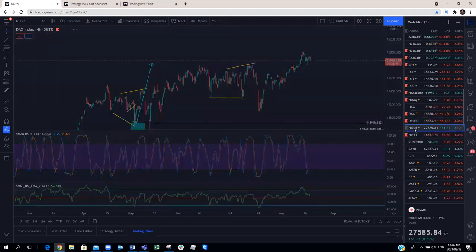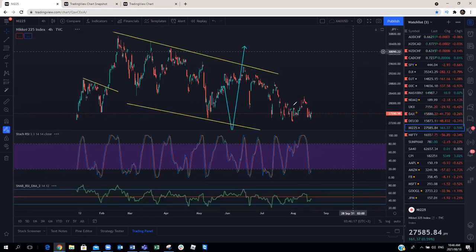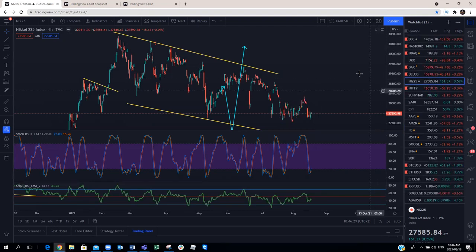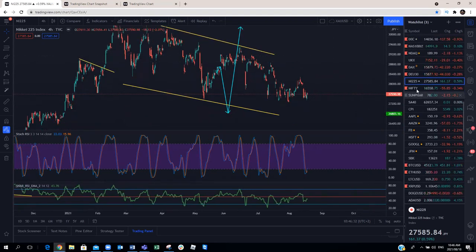Nikkei. Okay, so the Nikkei, we finally got our move to the downside here. Has it ended? Doesn't look like it. We're still going to get one more down before we get a push to the upside. Refer to this chart on the side. We've been looking for this to come down for a while.